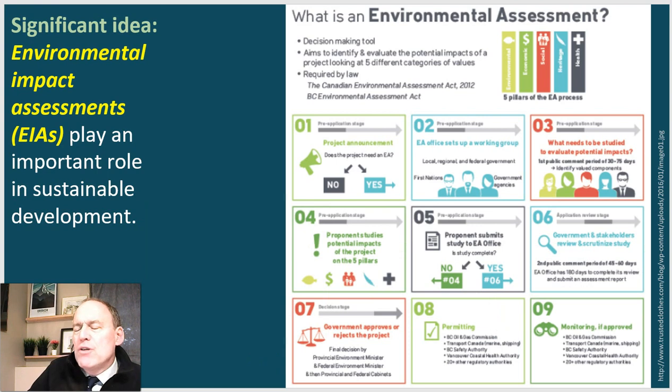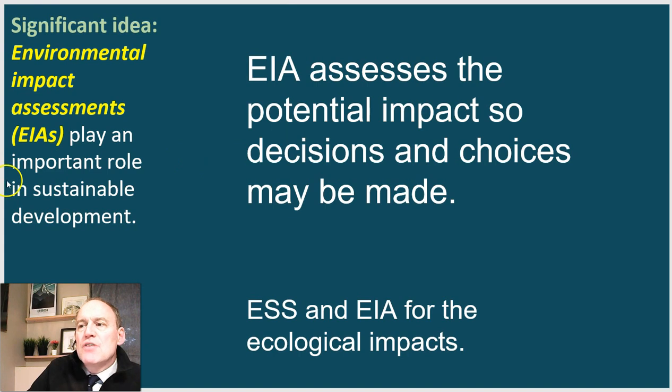So overall, now you can see all the steps from 1, 2, 3, 4, 5, 6, 7, 8, where we get the permitting, the allowing to develop, and then 9 is the ongoing supervision. And that's the idea of an EIA. But remember, the big point is it assesses the potential impacts so decisions and choices can be made.